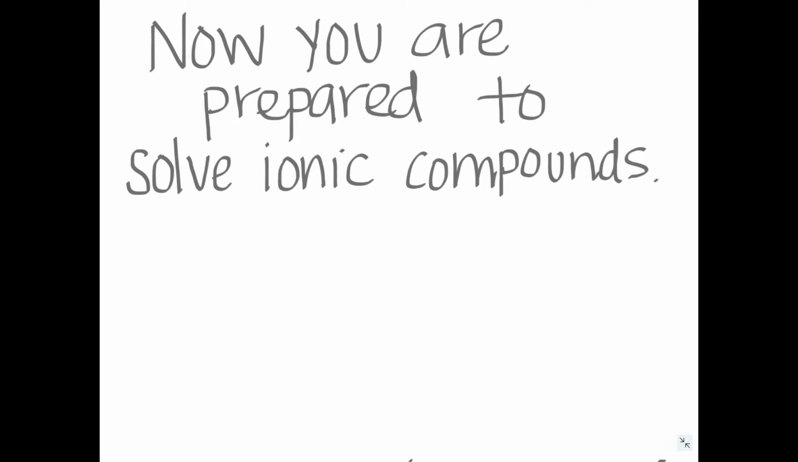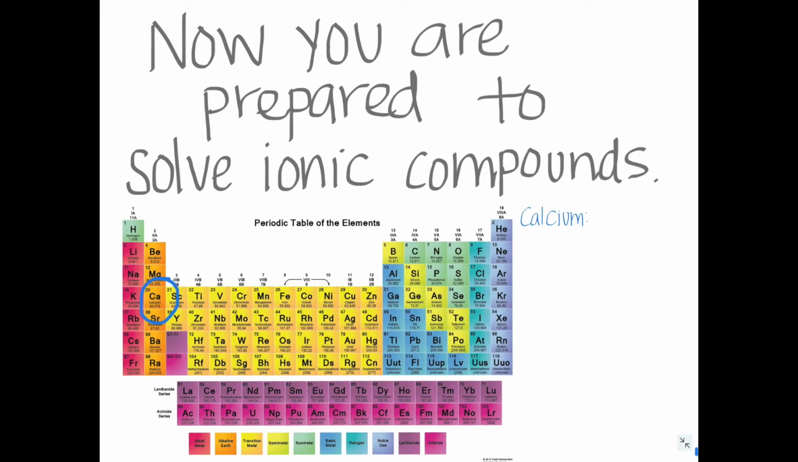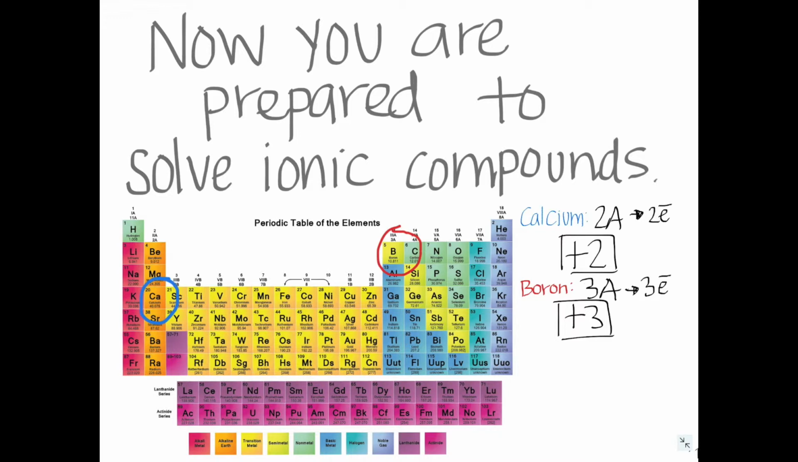First, let's identify some ionic charges. Calcium, that is in 2A and has 2 of ionic charge. Boron, that is in 3A and has 3 of ionic charge. And tin, that is in 4A and has ±4 of ionic charge. Now let's do some examples of how to solve ionic compounds.